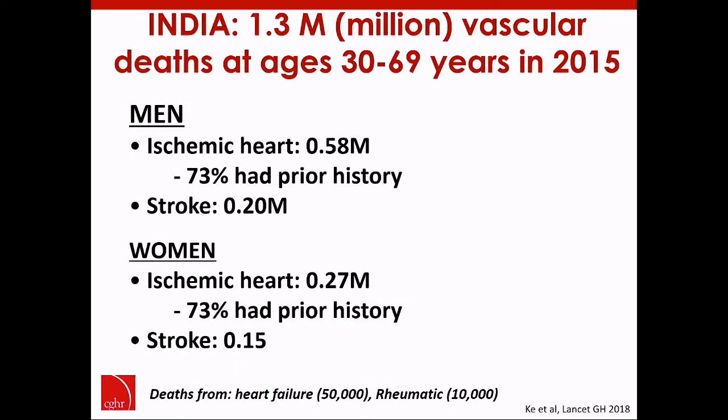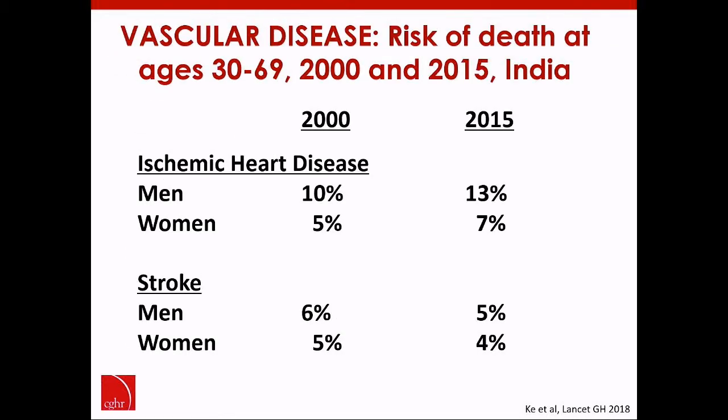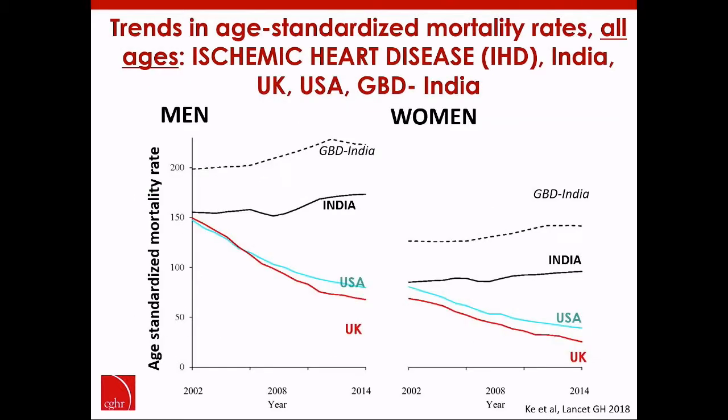Let me focus on what we found on vascular disease. So first, it is the leading cause of death, about 1 million deaths just in middle age, at ages 30 to 69, with ischemic heart disease being the dominant of the two. And interestingly, a large proportion of those that died reported a prior history, which is relevant for secondary prevention. Between 2000 and 2015, the risks of vascular or ischemic heart disease mortality rose in men and women, and stroke fell slightly. And this is shown here at all ages.